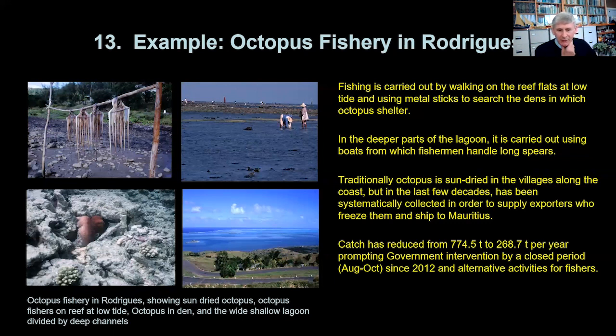But the catch of octopus has dropped from over 775 tons to just under 270 tons per year, prompting an intervention. On the basis of data collected, the government decided to introduce a closed period in August and October to let the octopus recover. You'll probably know octopus are short-lived organisms and they can recover and grow quite quickly.